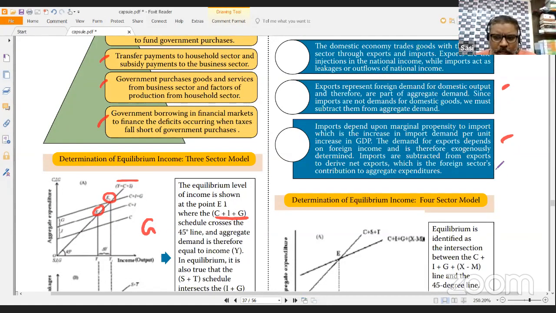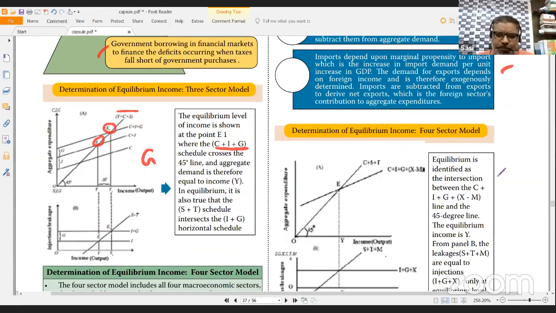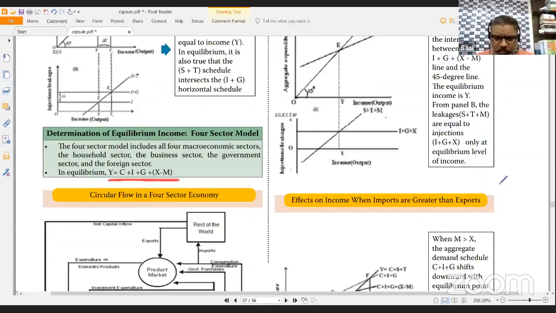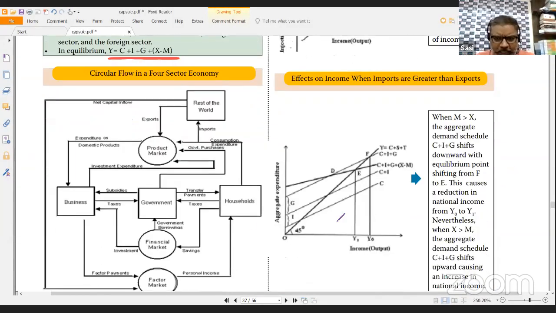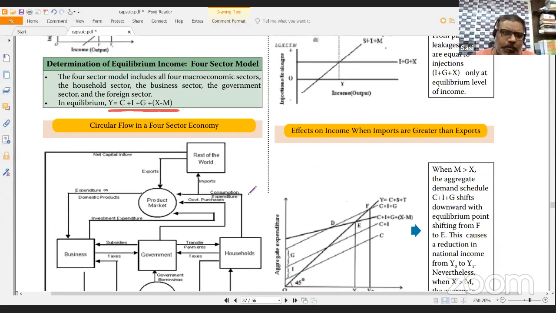Imports will decrease the national income because a portion of income that is produced domestically is being spent on imports, where the money will go outside. So that is why imports can be considered as part of leakages in a four sector economy. Naturally, that will determine whether the Y is more in the four sector economy than the three sector economy.